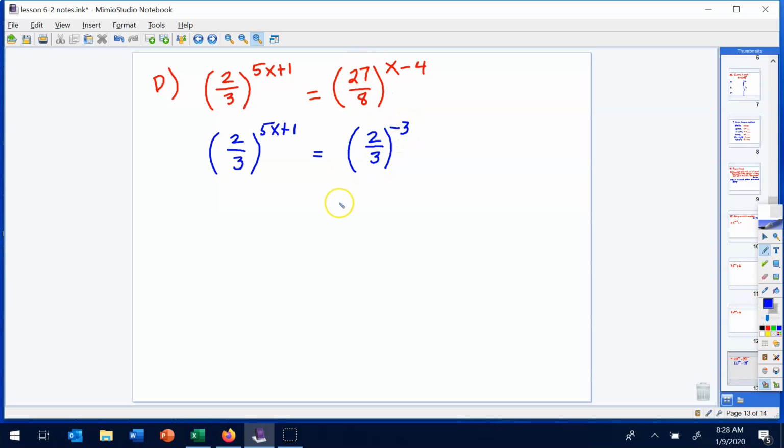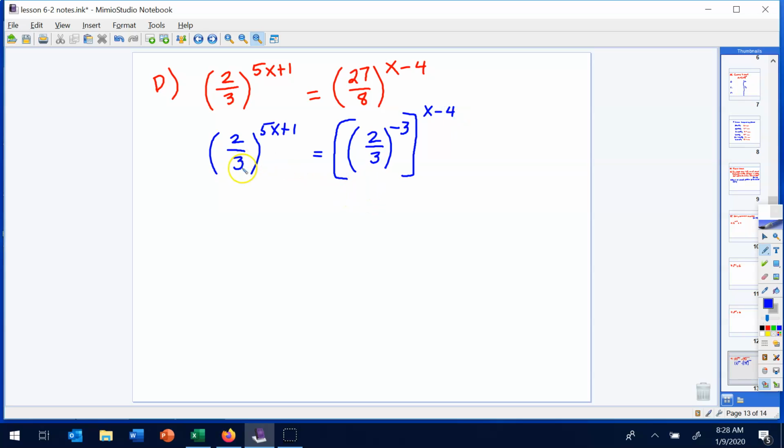Okay, so do you see how 2/3 to the negative makes it 3/2, and then 3/2 to the third would equal 27/8. All right, so all I've done so far is found another way of writing 27/8 so that it uses the same base as what is being used over here. And so I'm just going to bring down this exponent.